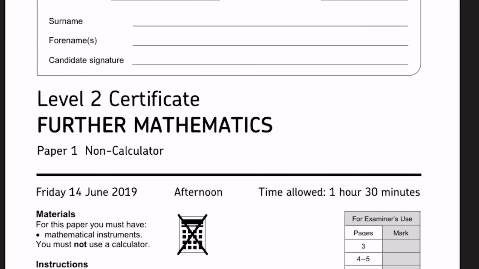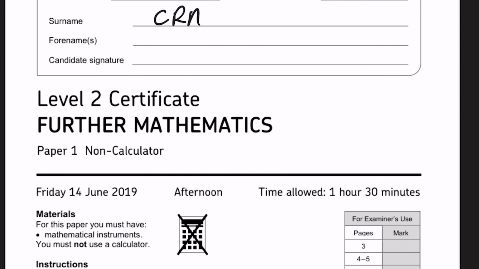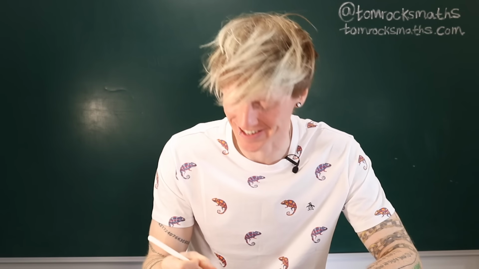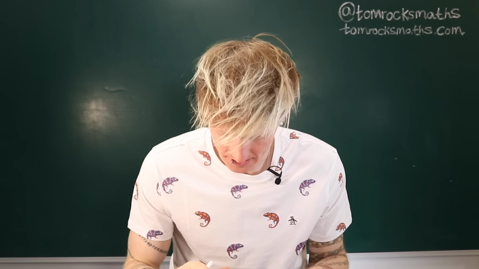Right, surname. Surname I can do. Crawford. Four names. Tom. Candidate signature. That's a new one. All right, signature. All right then, let's see what we got.